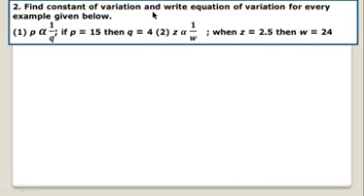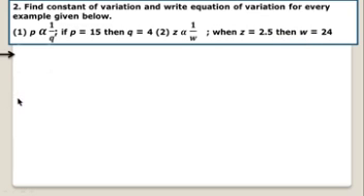Find the constant of variation and write equation of variation for every example given below. 1. P inversely varies to Q, if P is equal to 15 and Q is equal to 4. 2. Z inversely varies to W, when Z is equal to 2.5, then W is equal to 24.